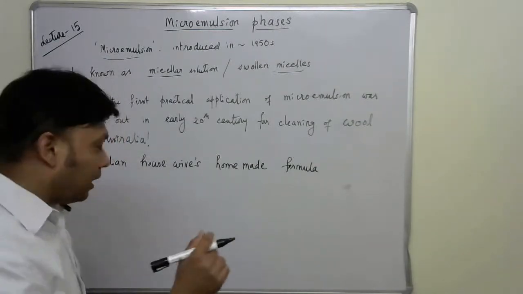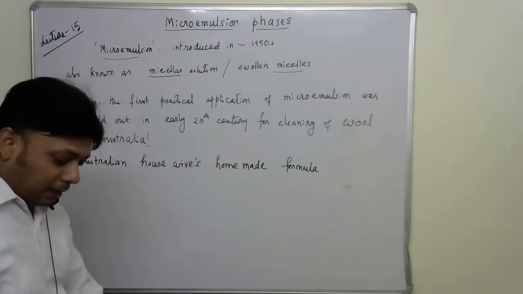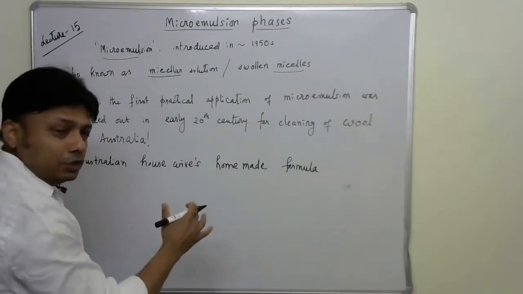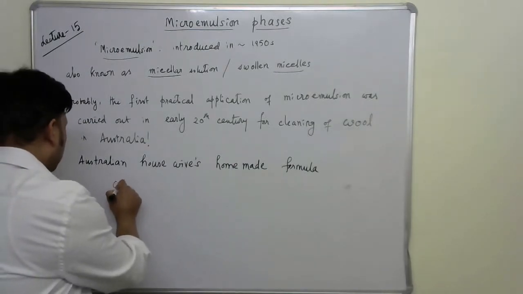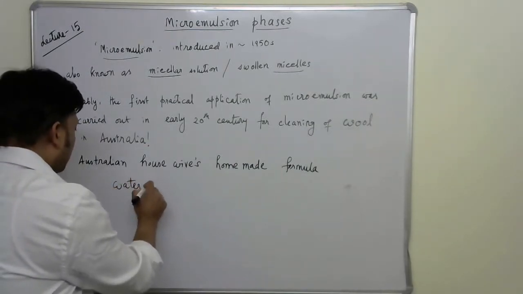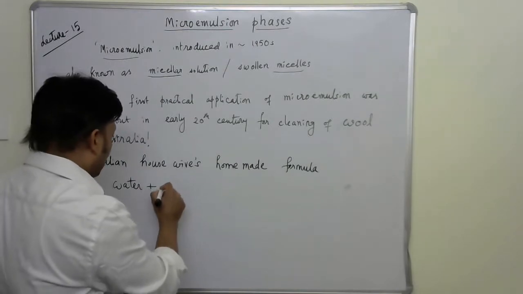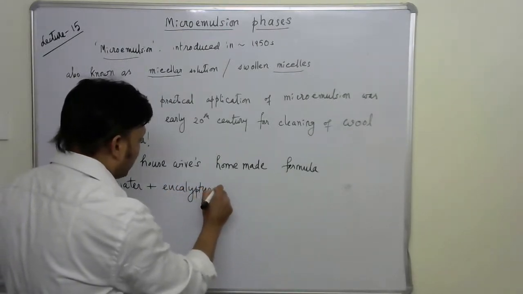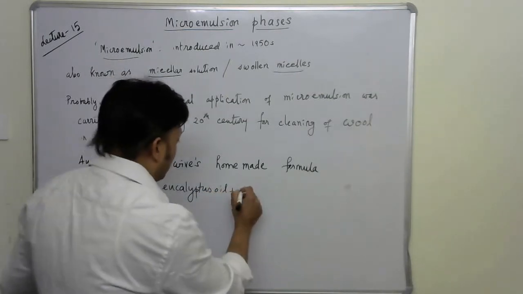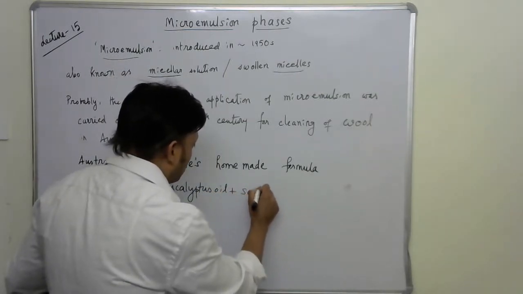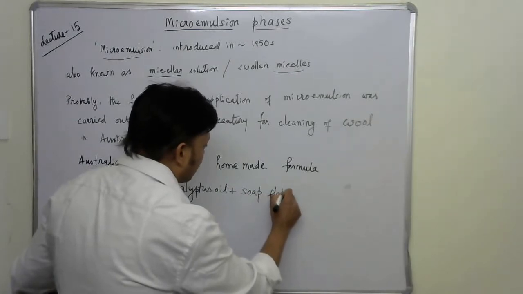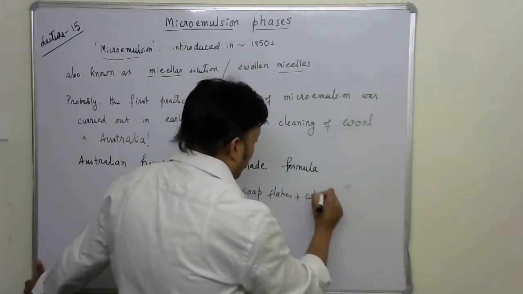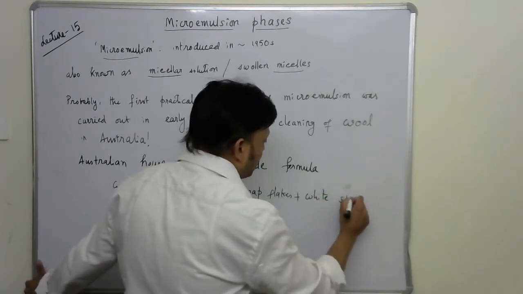What they used to do is make a uniform mixture using water and eucalyptus oil, plus soap flakes, plus they used to add some white spirit.